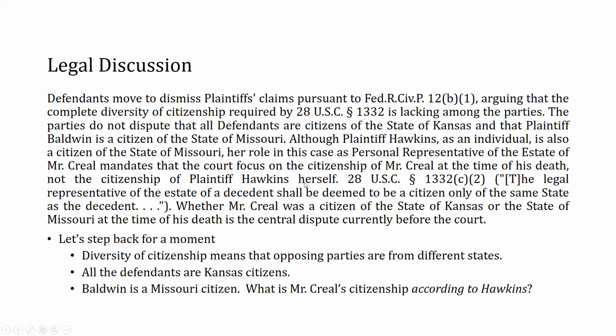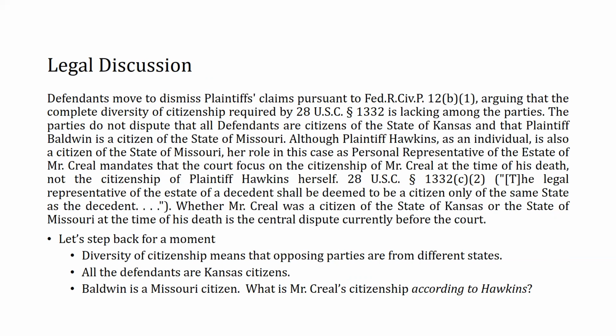So let's be clear. We step back for a moment and think about what it is we're trying to determine. The diversity of citizenship requirement means that opposing parties are from different states. It's got to be a dispute between citizens of different states. All the defendants are Kansas citizens, we know that. Baldwin is a Missouri citizen, and Mr. Creel's citizenship is in dispute.